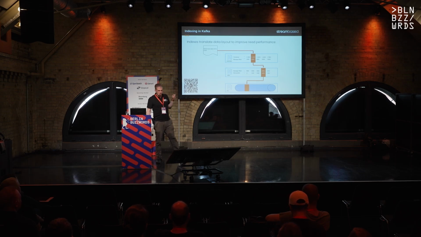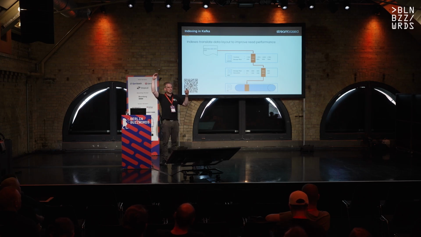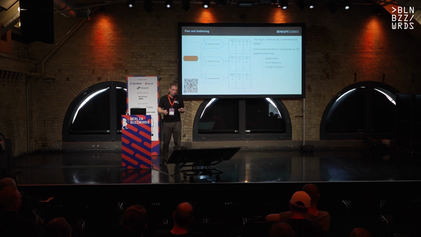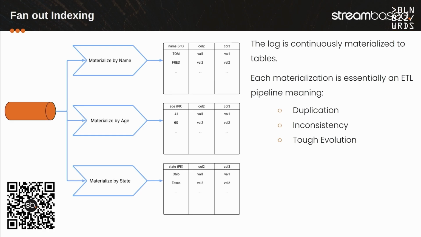And that's not how we do it today. You'd think what we do is we build a whole bunch of indexes on top of our Kafka data that align to offsets, and that's how we do it. Instead, we do what I call fan-out indexing. If you ever want to query a Kafka topic by a field that's in the value side of the message, what you do is you materialize it somewhere.